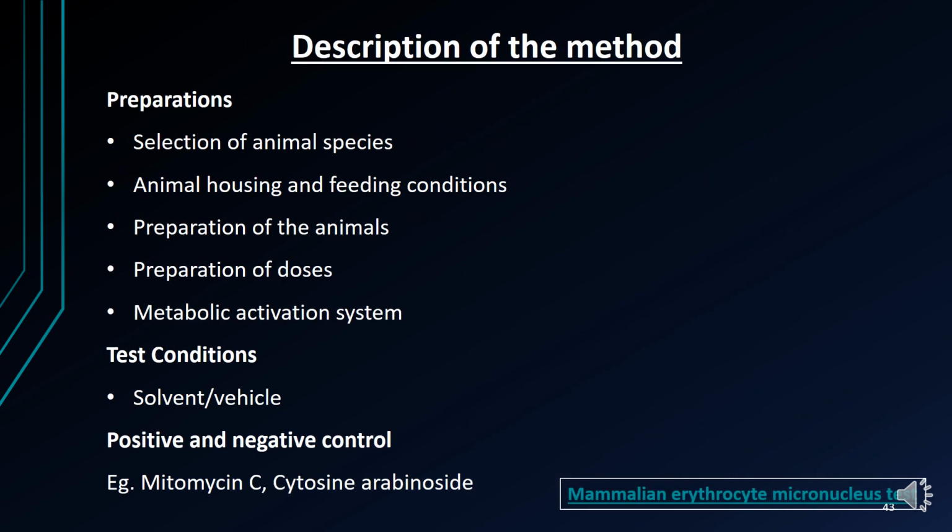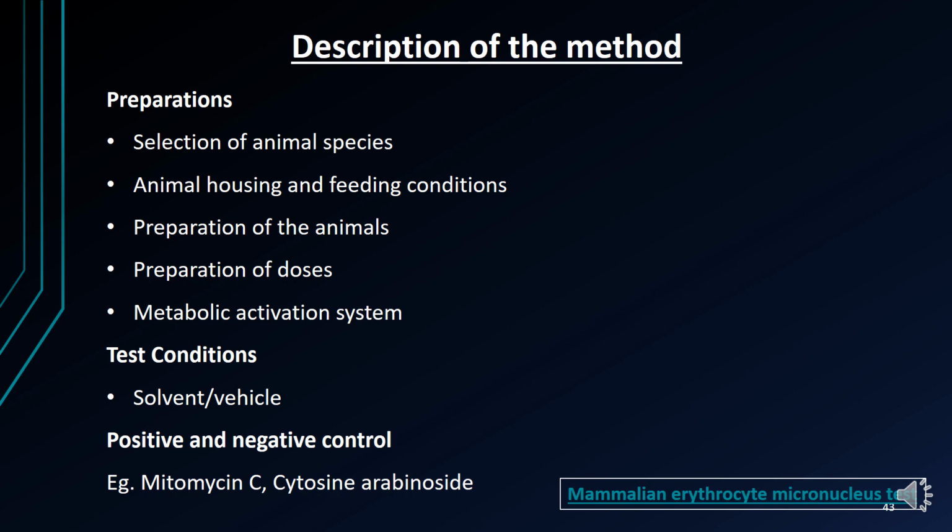Next is the description of the method. Here, for the preparation, we have to select the animal species, and we have to maintain the animal housing and feeding conditions because there are some epigenetic factors which can affect the results of the test. Then preparation of the test animal for the test, then preparation of the doses, then metabolic activation system selection, then we have to maintain the test conditions.